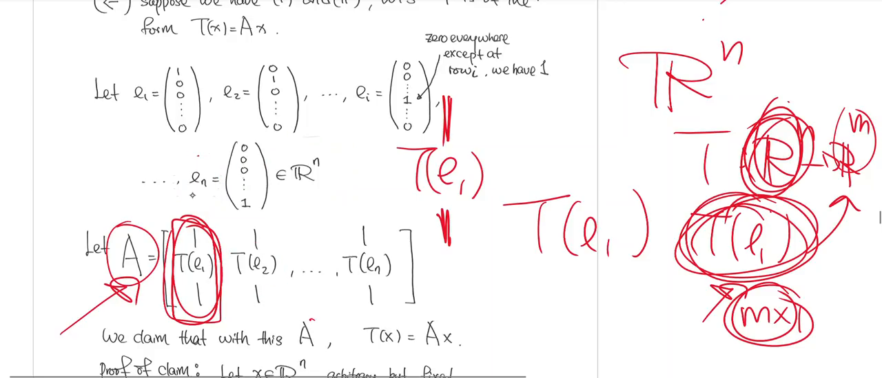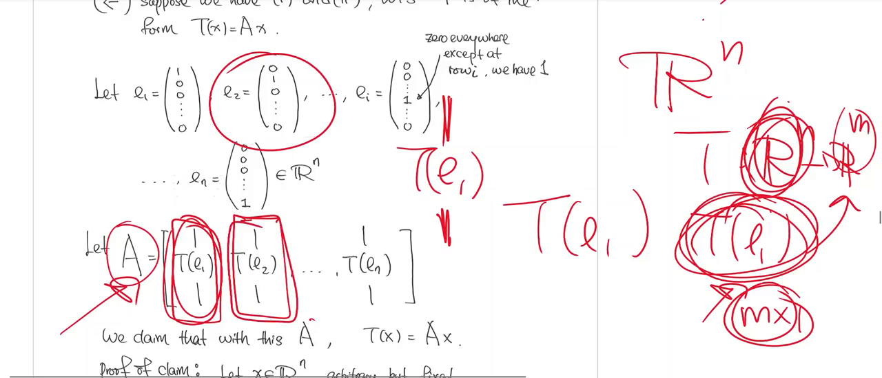I'm doing the same thing for T(e2). E2 is known, but T(e2) is not known. You don't know what that thing is, but you know it's an m by 1 column vector. Take that entire column vector and put it in the second column of matrix A, and so on and so forth. The last column here is T(en).